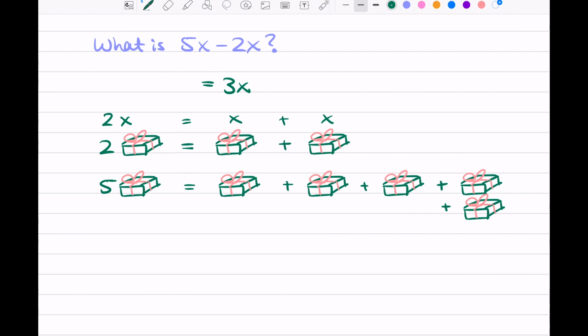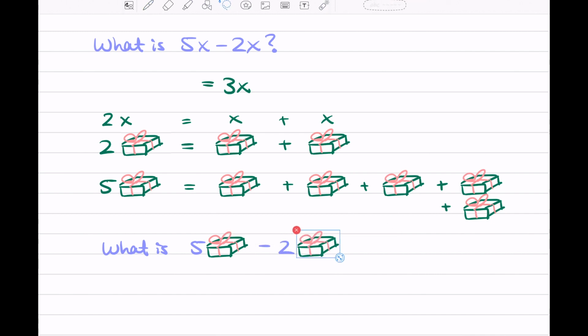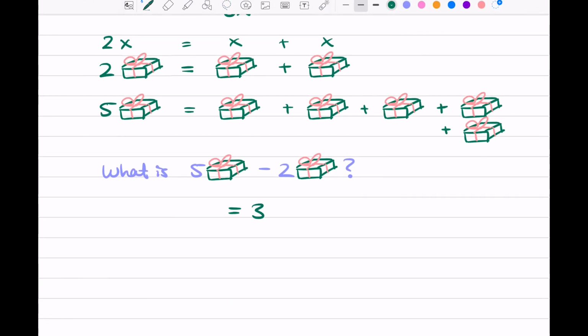So we could also rewrite this question as, what is 5 times present minus 2 times present? Well, you have 5 presents, and you subtract 2 of them. What do you have left? You have 3. 3 presents left.